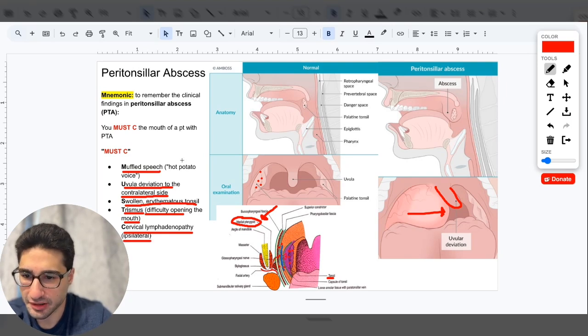So these are all the clinical features patients usually present with, and you can remember these clinical features with the mnemonic "must see." You must see the mouth of a patient with a peritonsillar abscess.